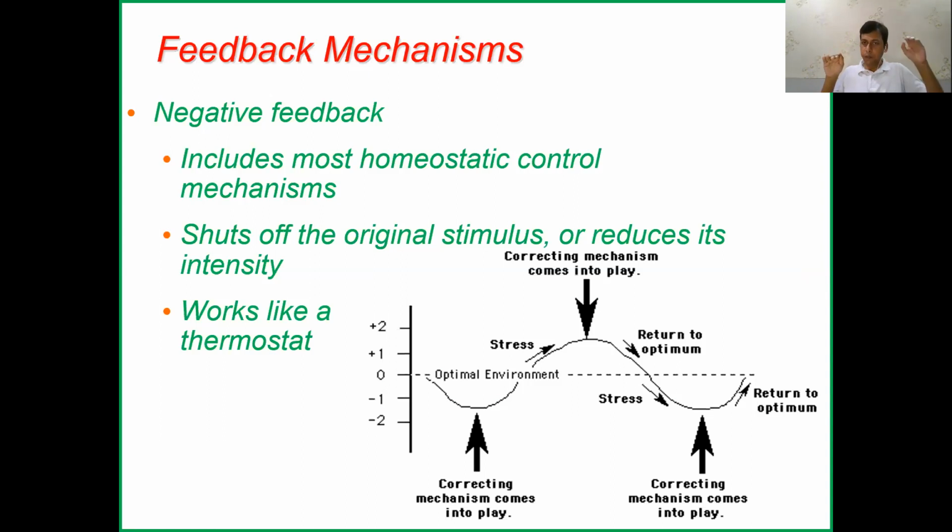This is called negative feedback mechanism, or reverse feedback mechanism. Then it will stop. Then again, when it goes down, it will stimulate the pituitary. The pituitary will secrete TSH to stimulate the thyroid, and the thyroid will secrete thyroxine. So this is called feedback mechanism, which maintains the hormone level.